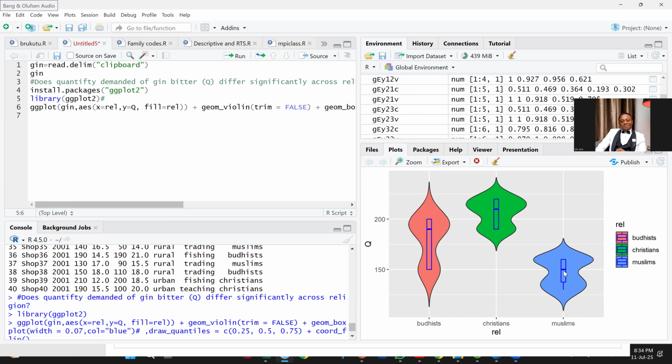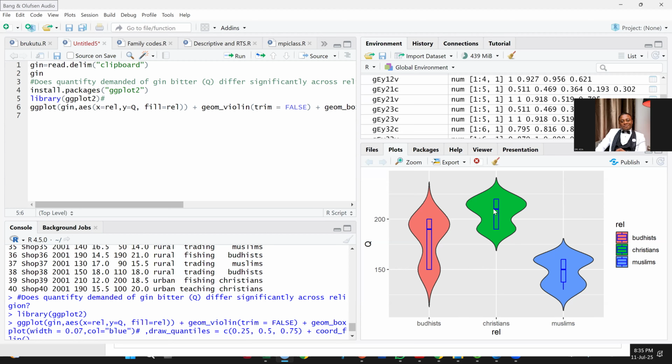The median is a representation of the center. Not just the mean. The mean is an average. The median is also an average. The mode is also an average. The box plot uses the median. And it tells you, without even looking at it closely, that the Christians are the ones consuming a lot of Akpeteshi, a lot of gene, because you can see that is the one with the tallest center of the box. Not the longest box, but the tallest center of the box.